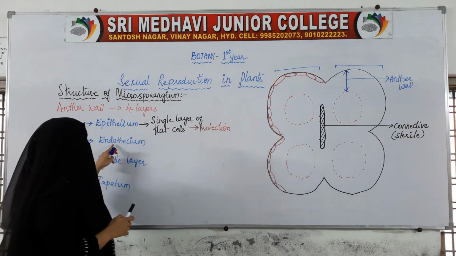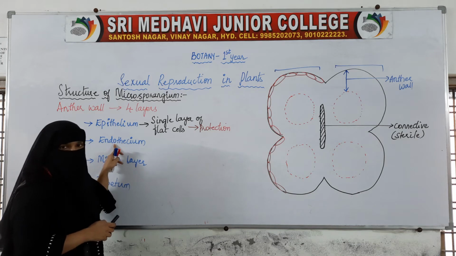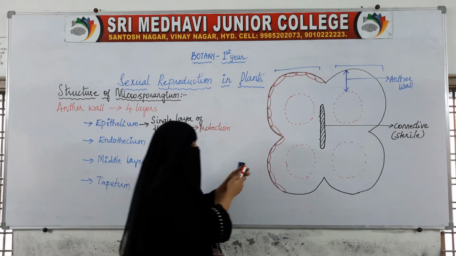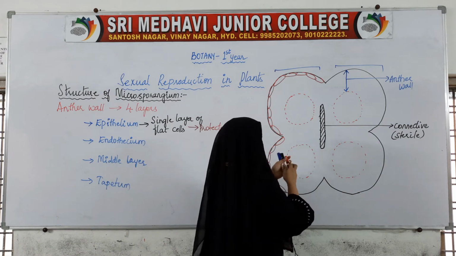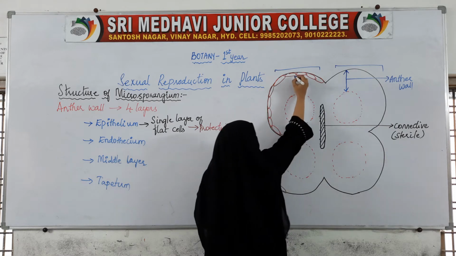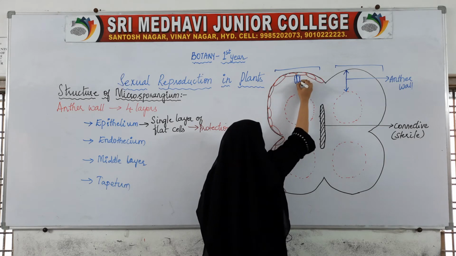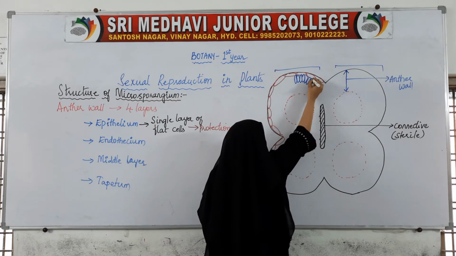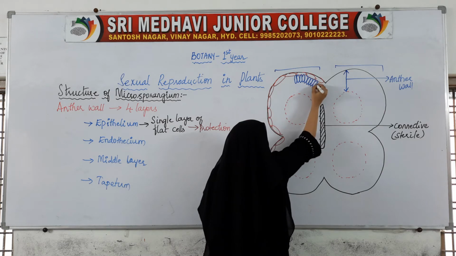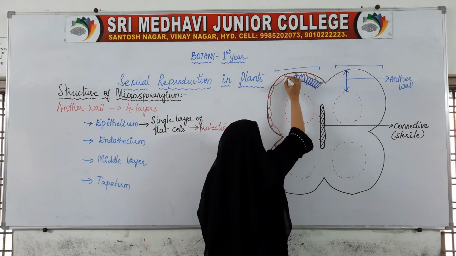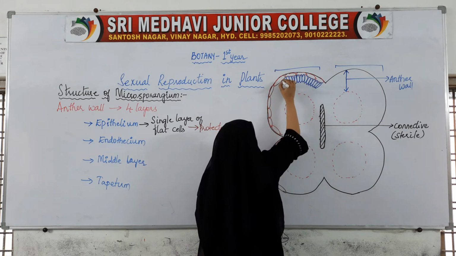Now moving on to the second layer, which is called the endothecium. This endothecium is made up of compactly arranged radial cells. The cells are radially arranged in a single layer. They are very compactly arranged, like this.